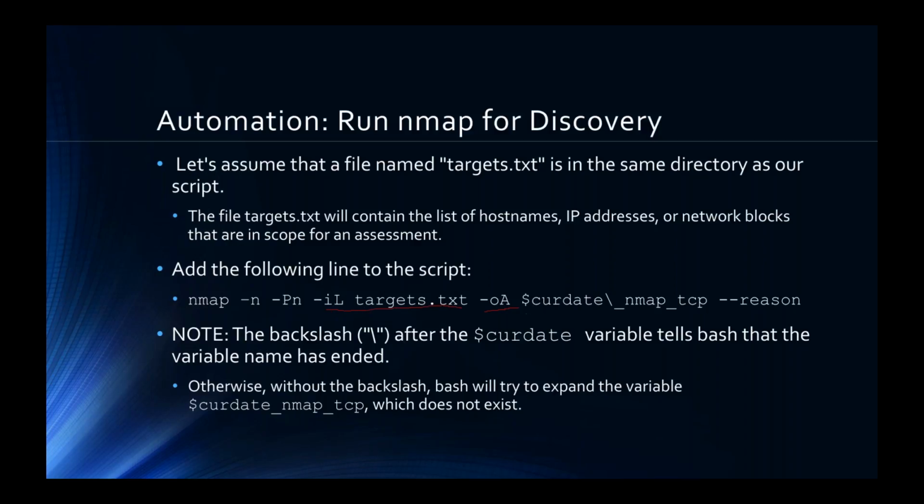Then here we specify our $curdate variable. This is the variable that we created on the previous slide that has the current date within it. This backslash here is required to tell Bash that the variable name has ended. Otherwise, Bash will go in and look for the variable curdate_nmap_tcp, which doesn't exist. And so we need this backslash to delimit the expansion of this variable, and then to add in that the tool is nmap and that we ran a TCP scan on the target system.